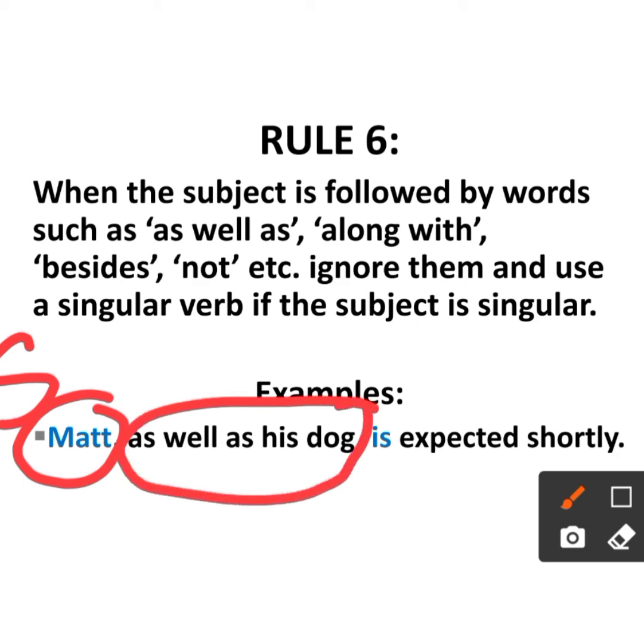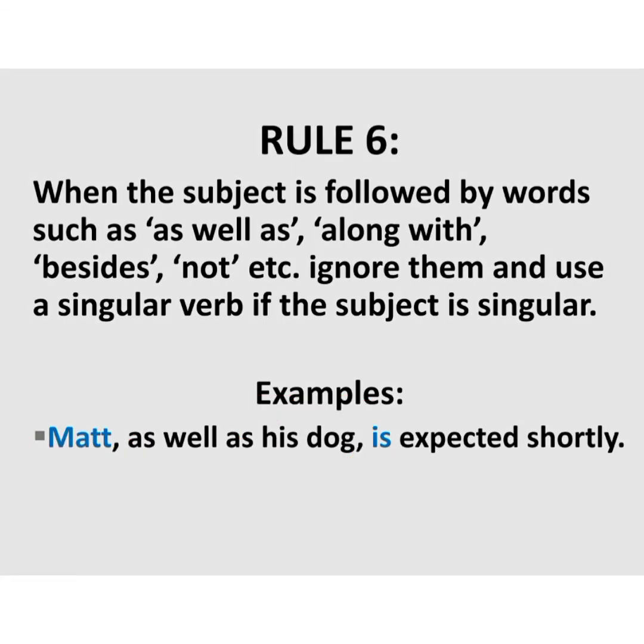But according to the rule, when the subject Matt, okay, when the subject is followed by words as well as, ignore them. So you must ignore them. This is not important. What is important is Matt. So since Matt is singular, you must have what? Singular verb. So Matt, as well as his dog, is expected shortly.